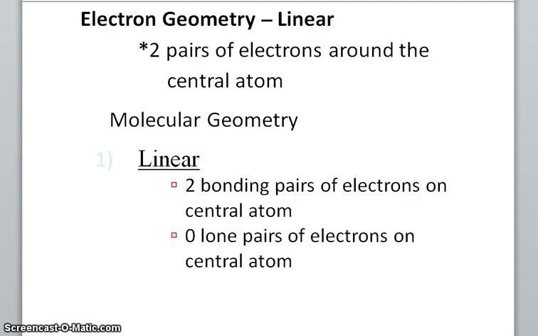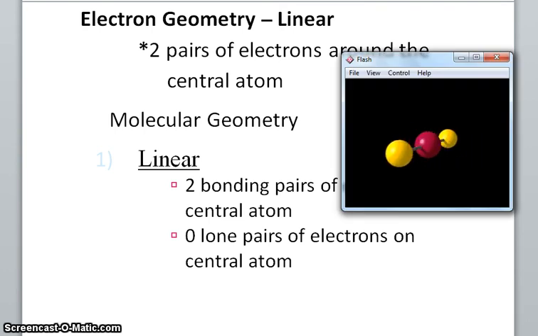Our last electron geometry is referred to as a linear electron geometry, and that's where we have two pairs of electrons around the central atom. And when both pairs are bonding pairs of electrons, we're looking at a linear molecular geometry. And when we look at this linear molecular geometry, notice that there are no lone pairs of electrons around the central atom taking up space, so all of the atoms in that molecule are going to line themselves up in a line, or a linear molecular geometry.